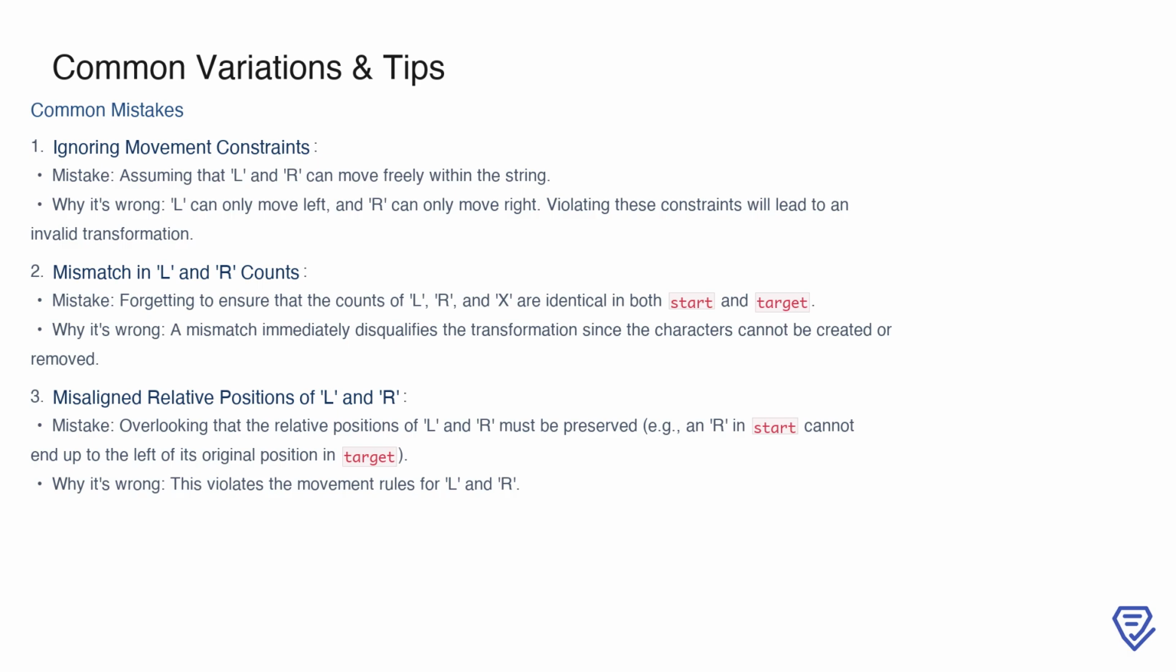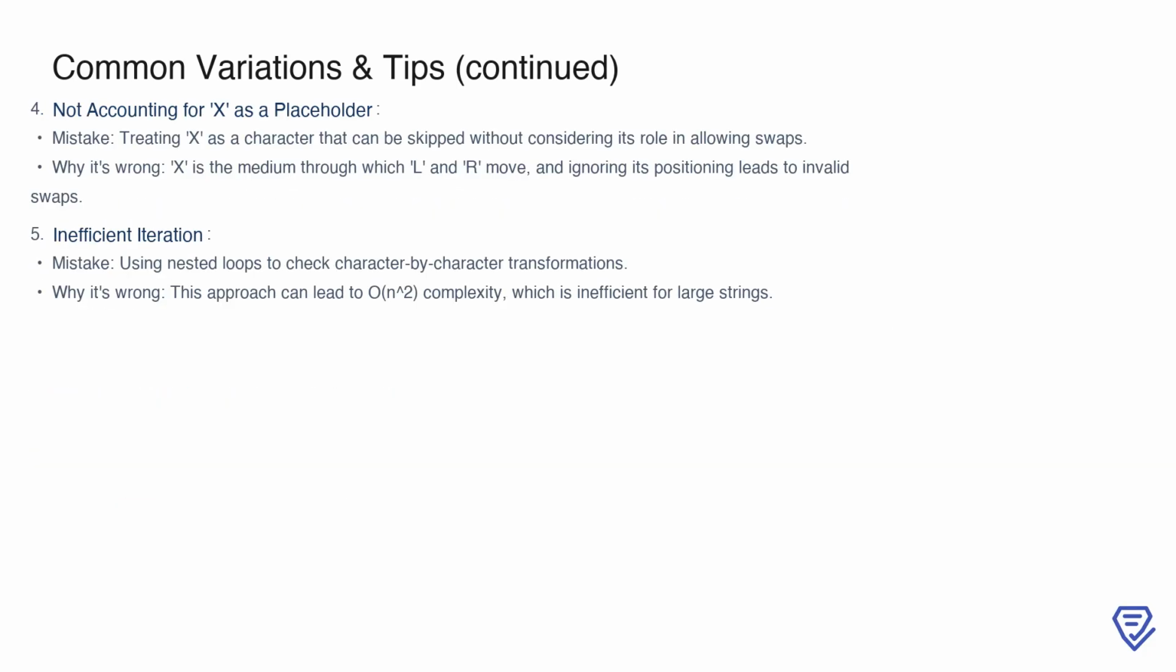Finally, the relative positions of L and R must be preserved. For example, an R in the start string cannot end up to the left of where it began in the target string. Violating these rules breaks the problem's movement constraints and invalidates the solution. Another frequent oversight is not properly accounting for the role of X. While it may seem like a placeholder, X is critical because it allows L and R to move. Ignoring its positioning can lead to invalid swaps and incorrect results.